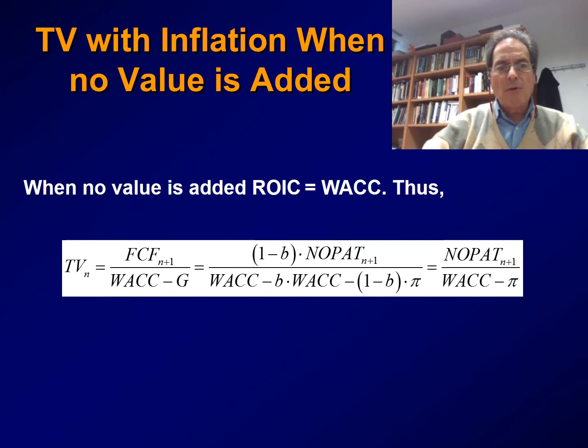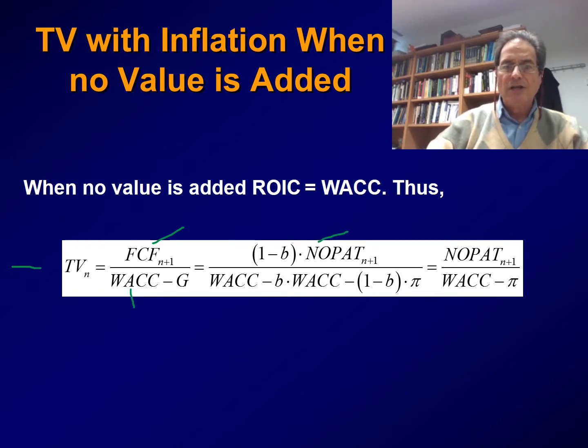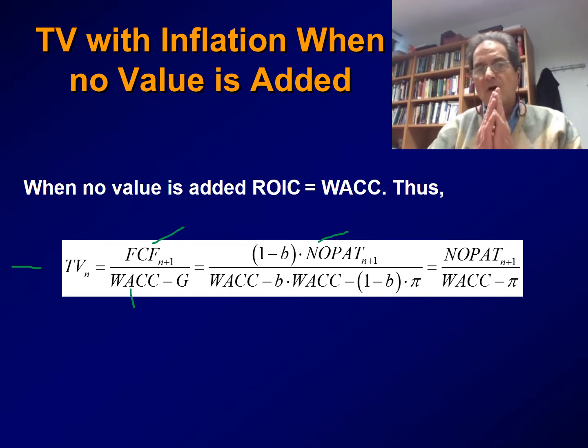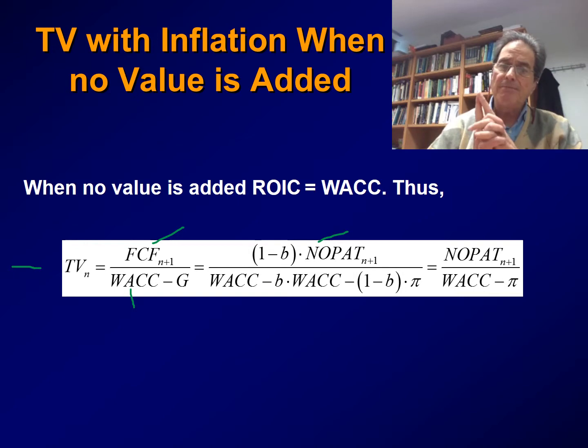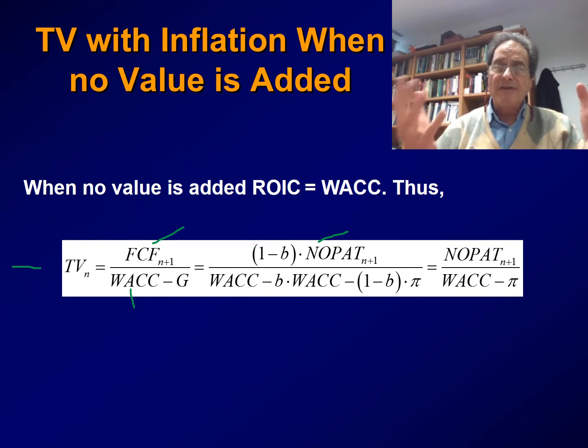We go back to our formula for terminal value at time n. First, the numerator, we have free cash flow at time n plus 1. And then the denominator is WACC minus G. Okay, let's focus on the numerator first. Free cash flow at time n plus 1 will be equal to 1 minus B multiplied by NOPAT. NOPAT is net operating profit after taxes in year n plus 1. This simply means the amount of monies that is available for reinvestment in the firm.